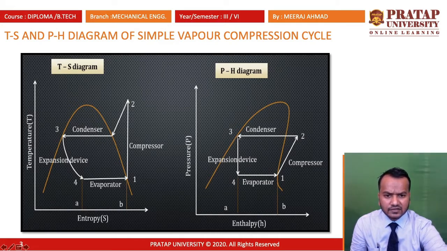Then after that, in the expansion valve, the throttling process takes place, so that from 3 to 4 it is an isenthalpic process. So this saturated liquid should be expanded into a two-phase liquid-vapor mixture, and the enthalpy should be constant. So at points 3 and 4 the enthalpy should be constant. After that, the two-phase mixture will enter the evaporator.